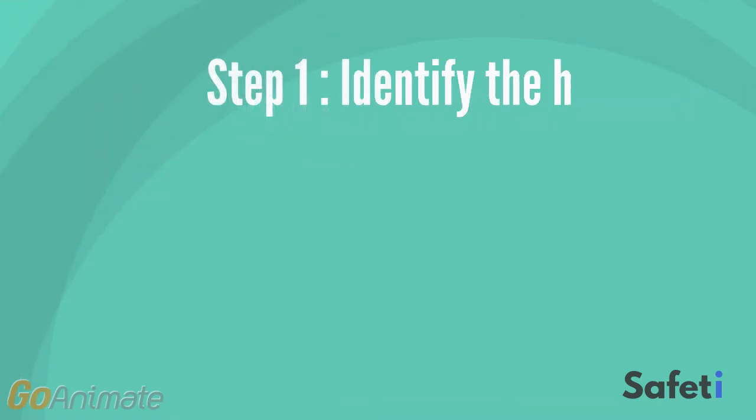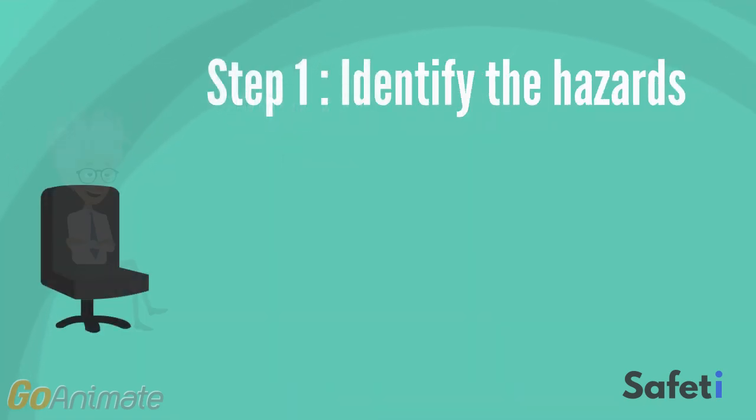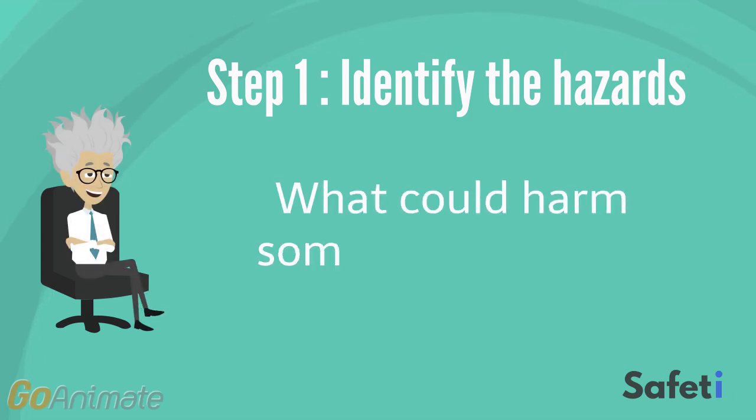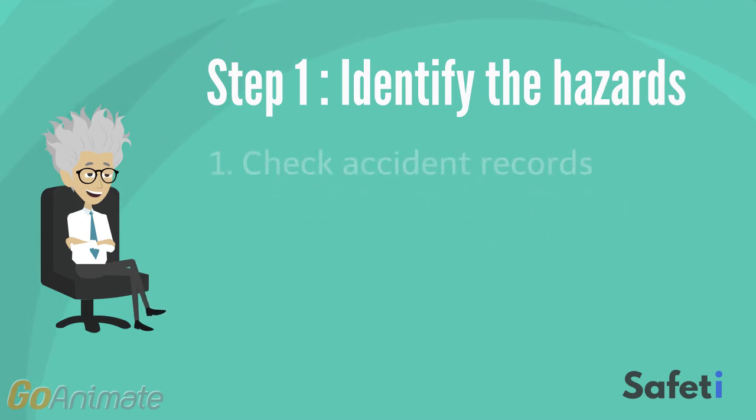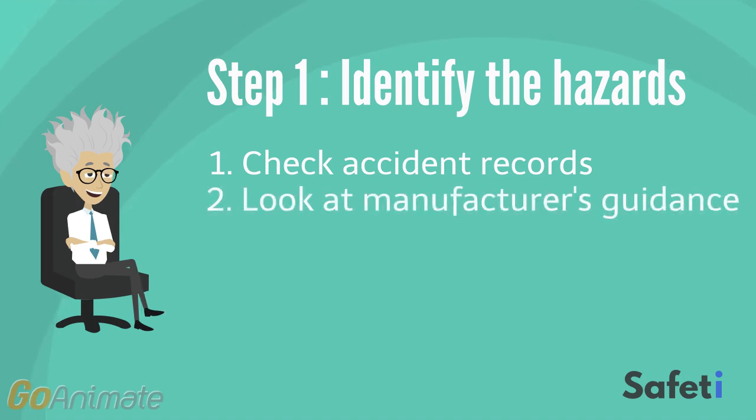Step 1 is to identify the key hazards. Ask yourself what could harm someone and how. Firstly, take a look at accident records to identify any previous injury or illness. Secondly, refer to manufacturer's guidelines for safe guidance on how to operate plant and equipment.